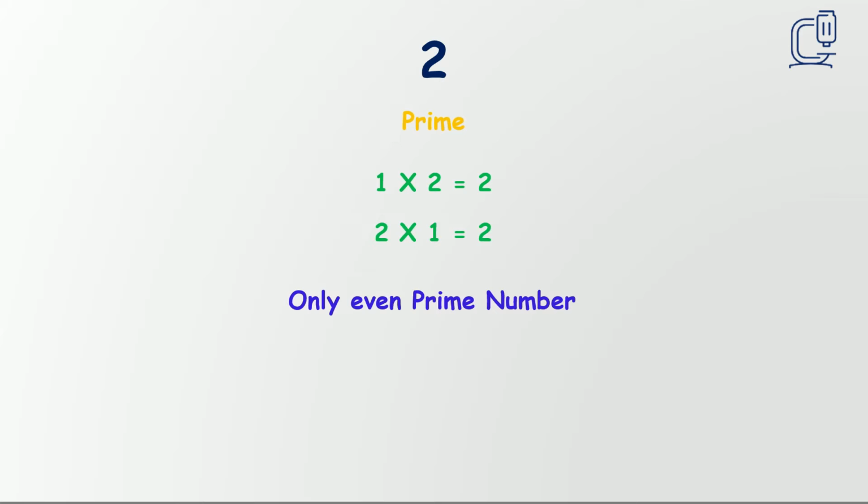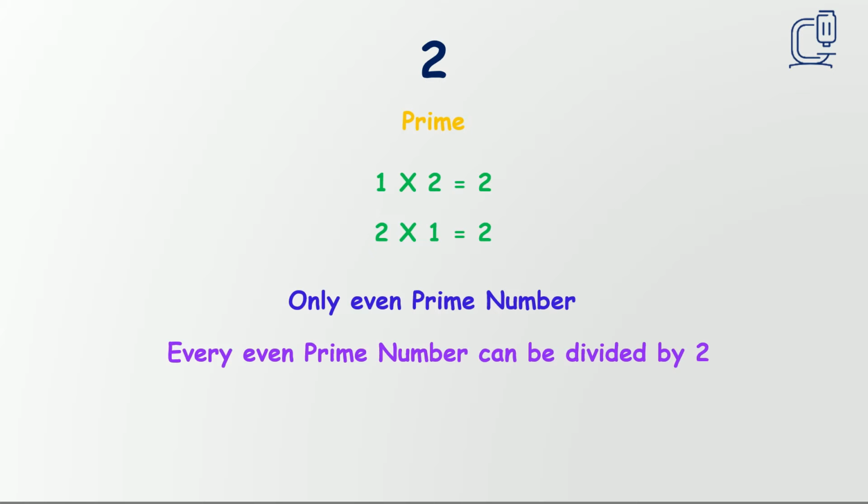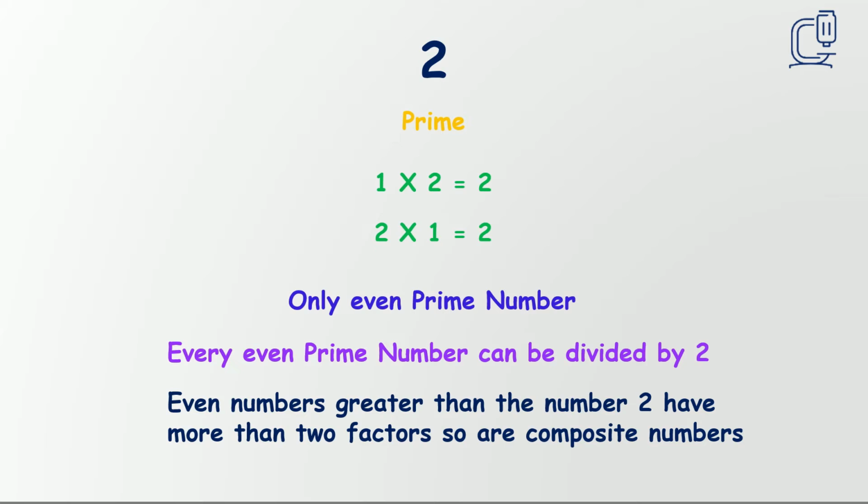Every even number can be divided by 2, so whenever you see an even number, you know it can be divided by 2, making 2 a factor of all even numbers. So we know even numbers other than the number 2 have more than two factors, so are composite numbers and not prime numbers. Let's do a few more examples of which numbers are prime.